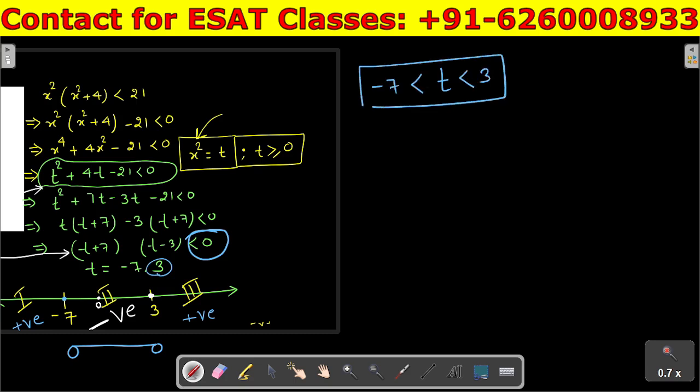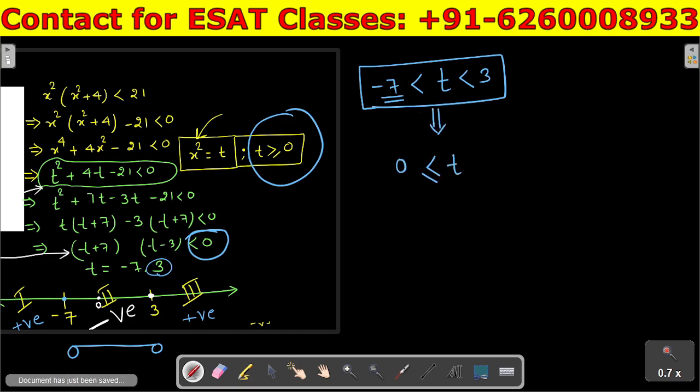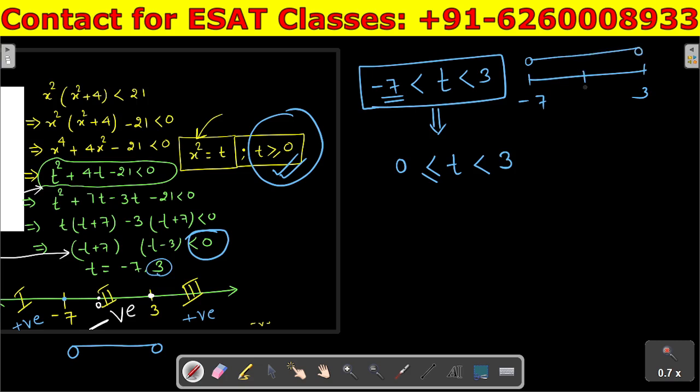This is the result, but we have some previous condition as well, that t should be greater than or equal to 0. So we can't take a negative value. So this condition now will modify as 0 included, less than 3. 0 we can include. Why? Because here 0 can be included, and this is saying between minus 7 and 3. See, this is the minus 7 and 3. So we can take any values between minus 7 to 3, and 0 is in between, so we can include 0 here.